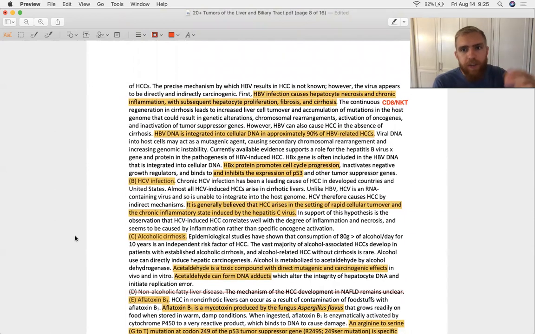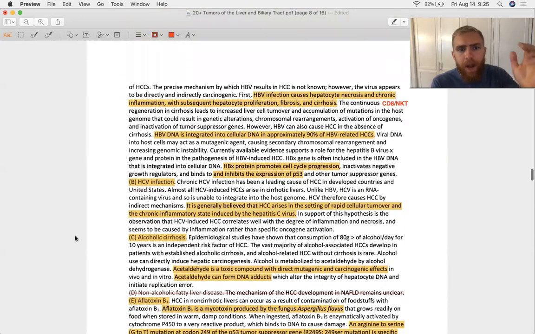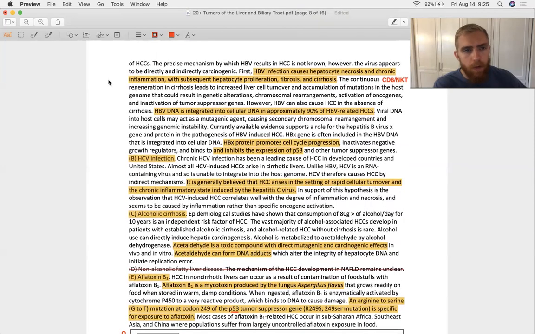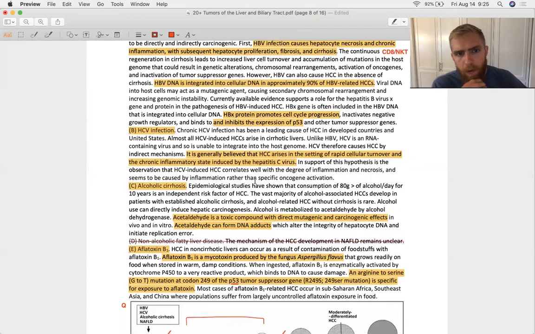And indeed, we see at the top of page 8 here, Hep B virus DNA is integrated into cellular DNA in 90% of Hep B related hepatocellular carcinomas. So it's the integration of that Hep B DNA into a host cell DNA that is promoting mutations. Big gene, P53.